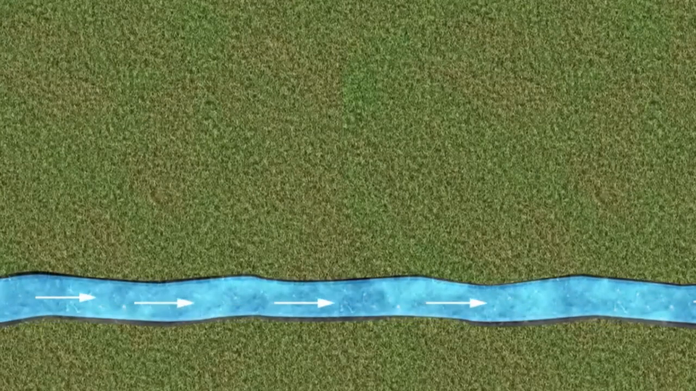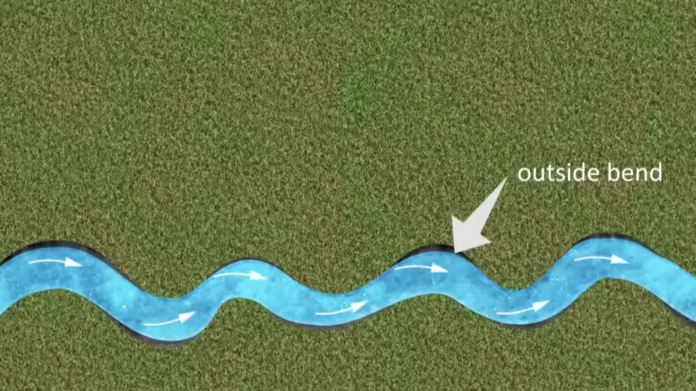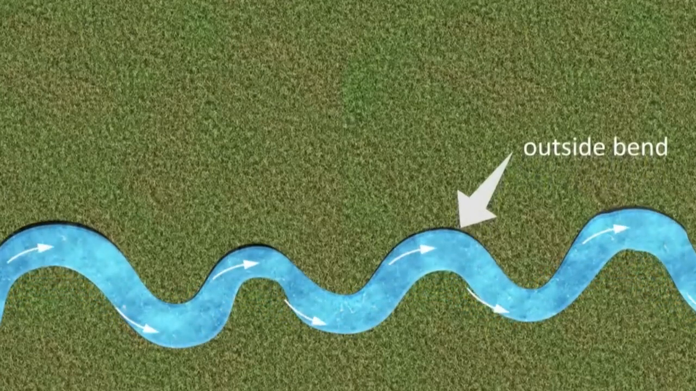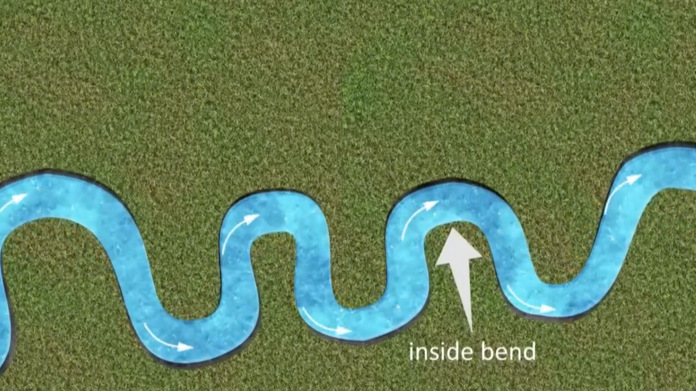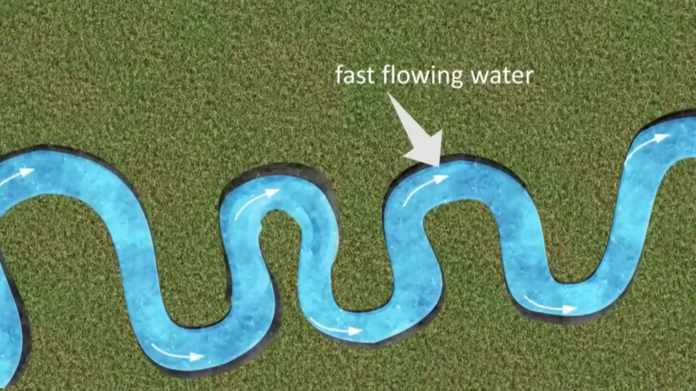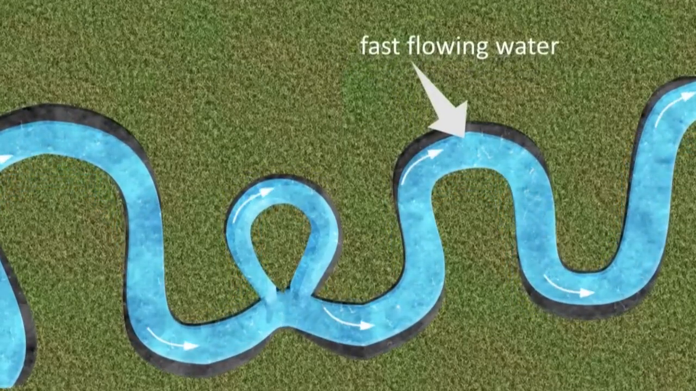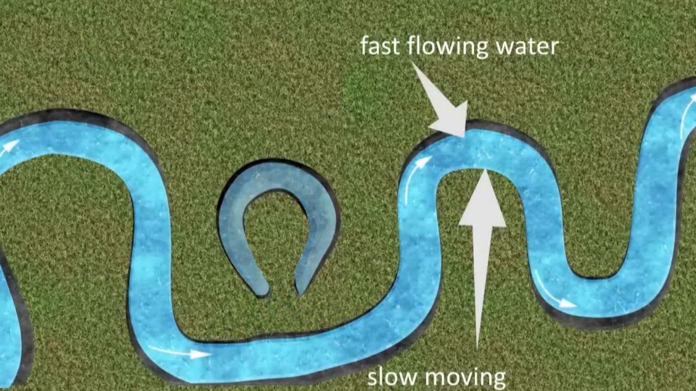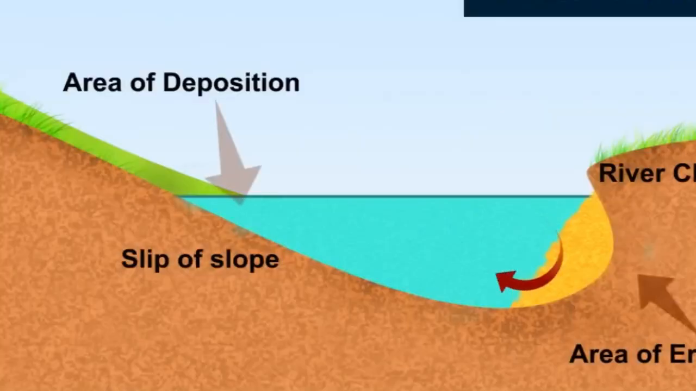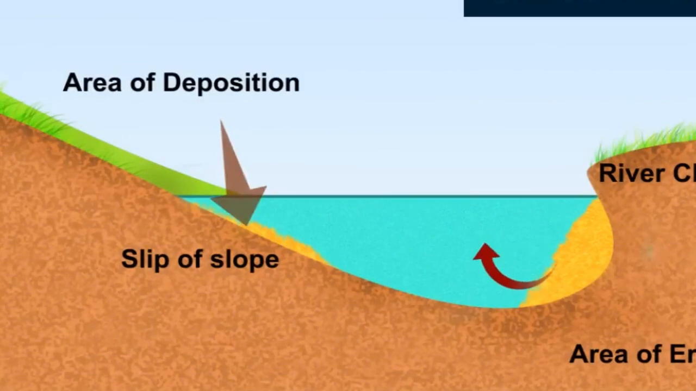Now let us see how a meander forms. The water in a river channel flows faster around the outside bend of a river due to centrifugal force, whereas it is relatively slow on the inside bends. The fast-flowing water on the outside bend erodes the river bank, whereas slow-moving water deposits sand and mud on the inside bend. At the site of erosion on the outside bend, a steep river cliff is created.